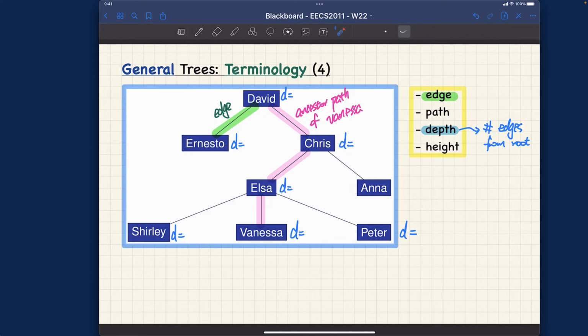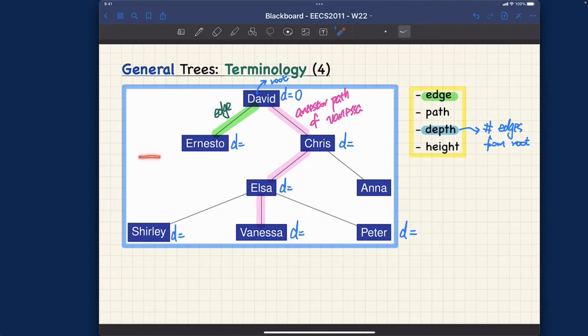By definition, there is simply no edge to go from the root to itself. So that's why, by definition, the depth for the root will be just 0. It's a special case, right? Don't forget, this is the root. The root of the tree always has the depth 0 by definition.